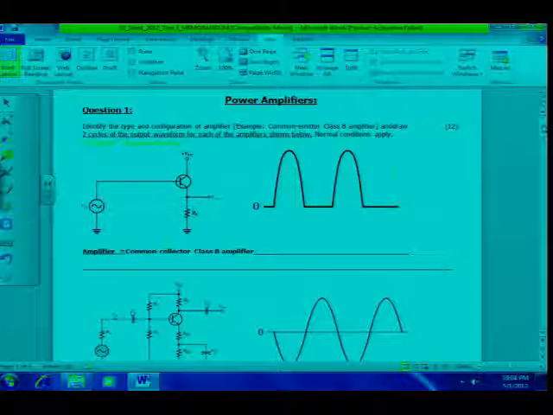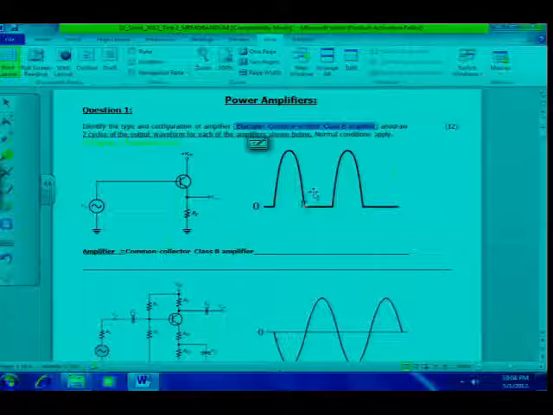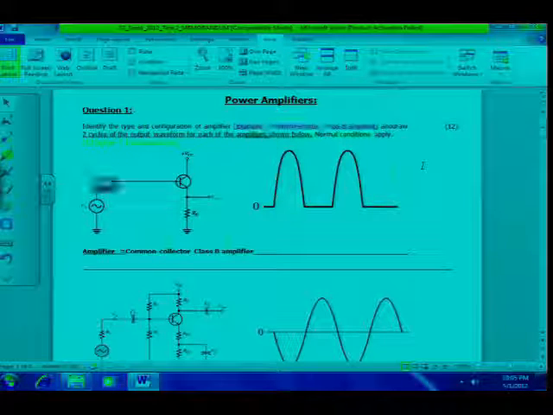Chapters that were written. The first chapter that was written about was power amplifiers. First question, question number 1, identify the type and configuration of amplifier, and I gave you an example. I said the example is you have to write for these amplifiers below if it's a common emitter, common base or whatever, and what type, class of amplifier, class B, AB or C or whatever. And draw 2 cycles.